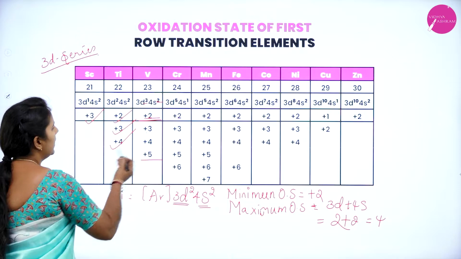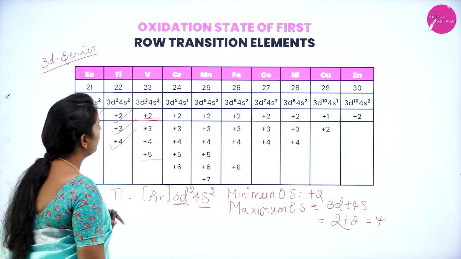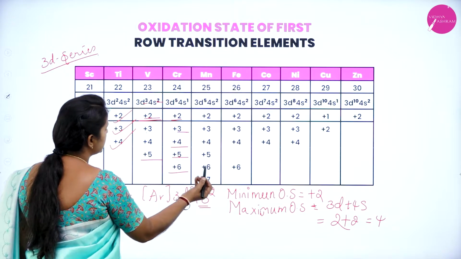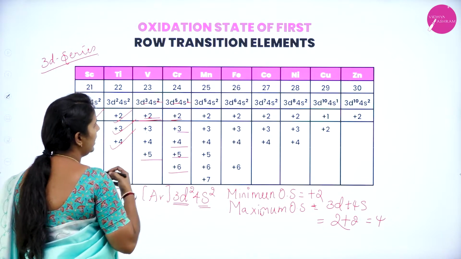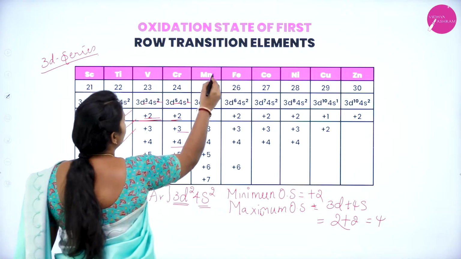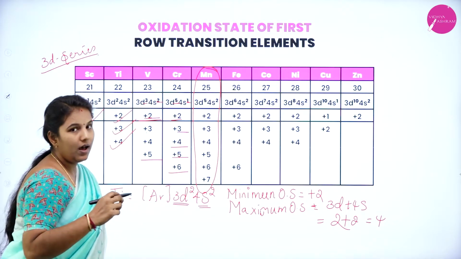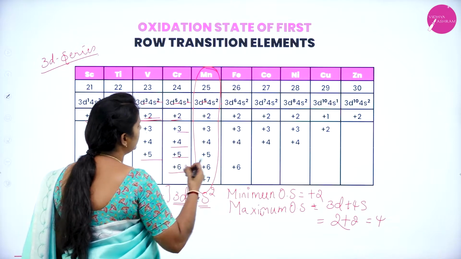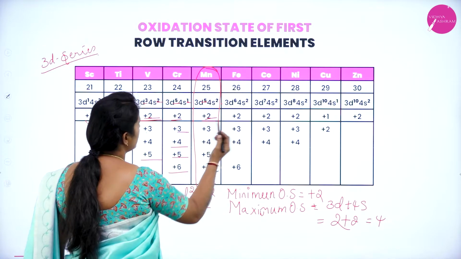You can see that +2, +3, +4 and +5 for vanadium. Similarly for chromium, it is +2, +3, +4, +5 and +6. You can see that it consists of 5 electrons in the 3d plus 1 electron in the 4s. So 5 plus 1, it is 6. But the manganese is the one element which shows the highest oxidation state. Is it right? Because it consists of 5 electrons in the 3d and 2 electrons from the 4s. 5 plus 2, it is 7, and the minimum is +2.